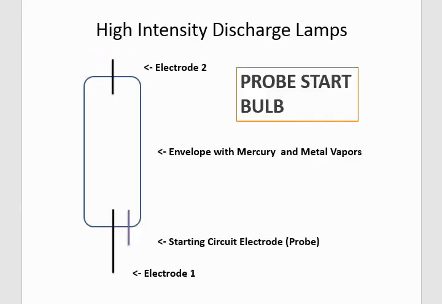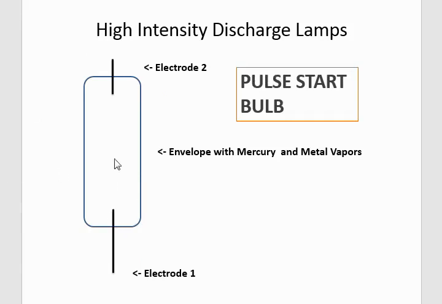We also have HID lighting. HID lighting comes in probe start, where the plasma is struck down here and then it shoots across the tube, and pulse start. These are your official California types. They're higher efficacy, and they are started with a high voltage pulse across the tube.